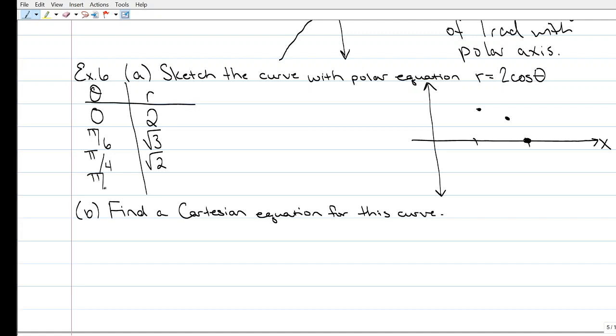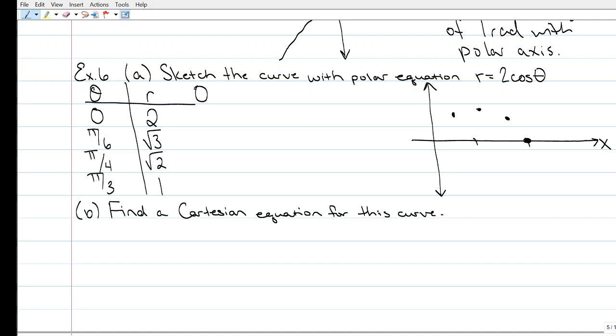Let's try pi over 3. If theta is pi over 3, cosine of pi over 3 is 1/2 times 2 is 1. So at pi over 3, we will have a radius of 1. My pen is not cooperating, guys. There we go.